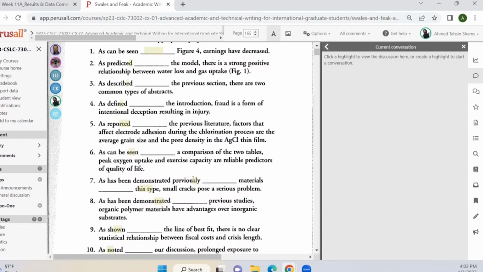Number 2. "Predicted blank the model." It's by: predicted by the model. Number 3 is easy. In. Correct: as described in the previous section. Number 4: as defined, same, in the introduction.